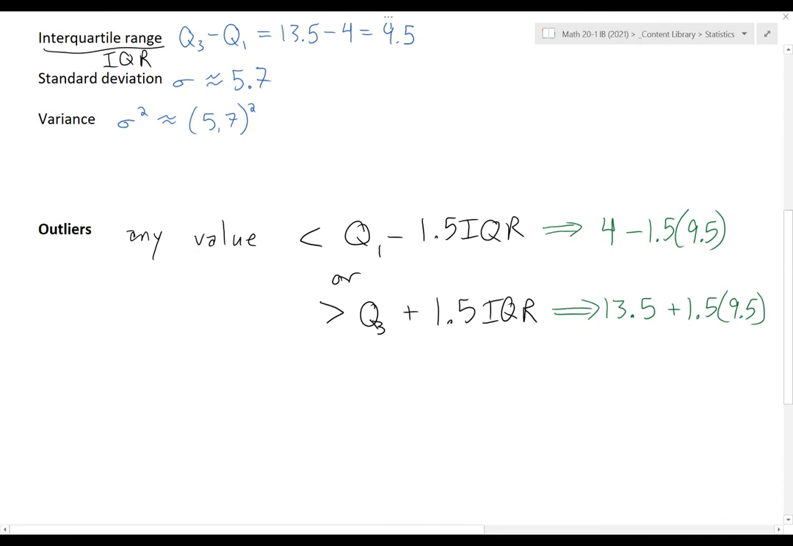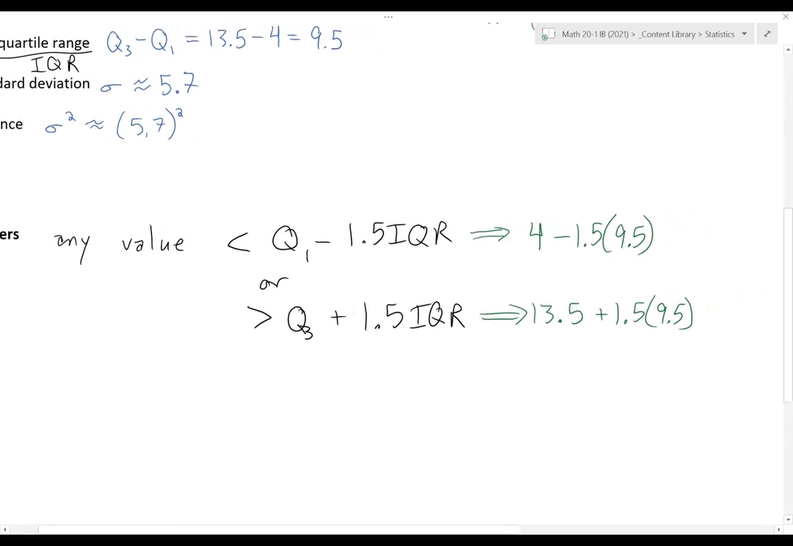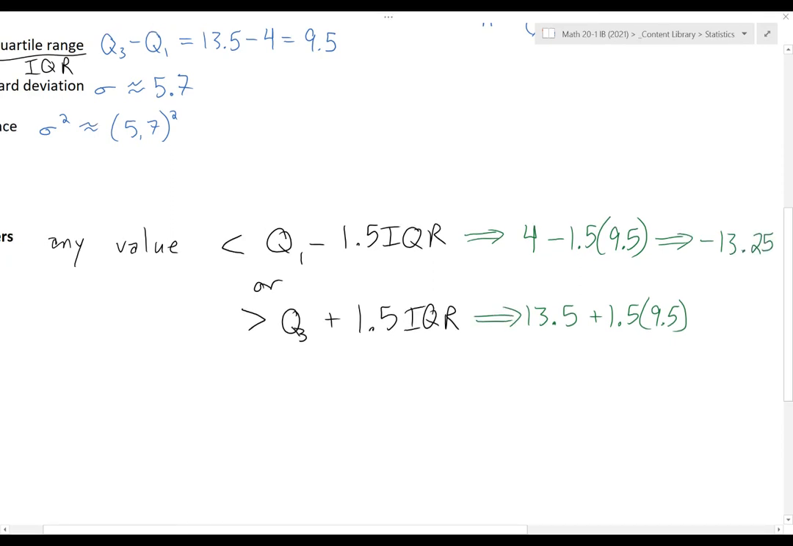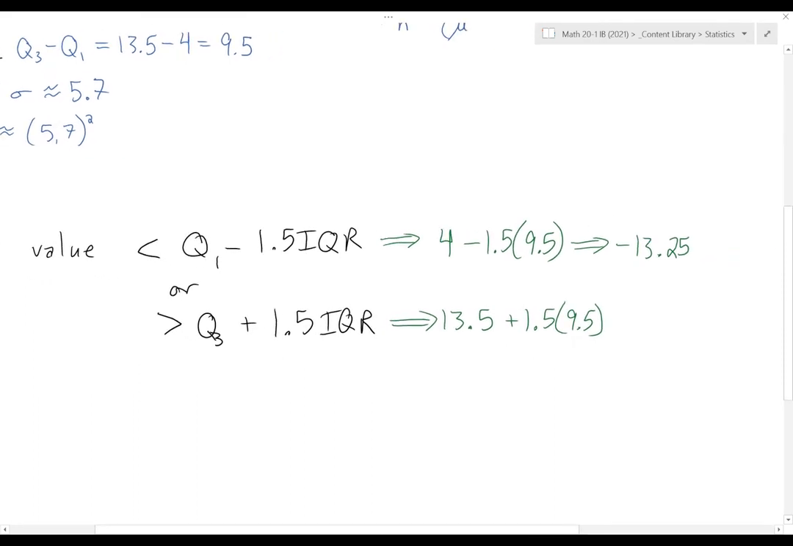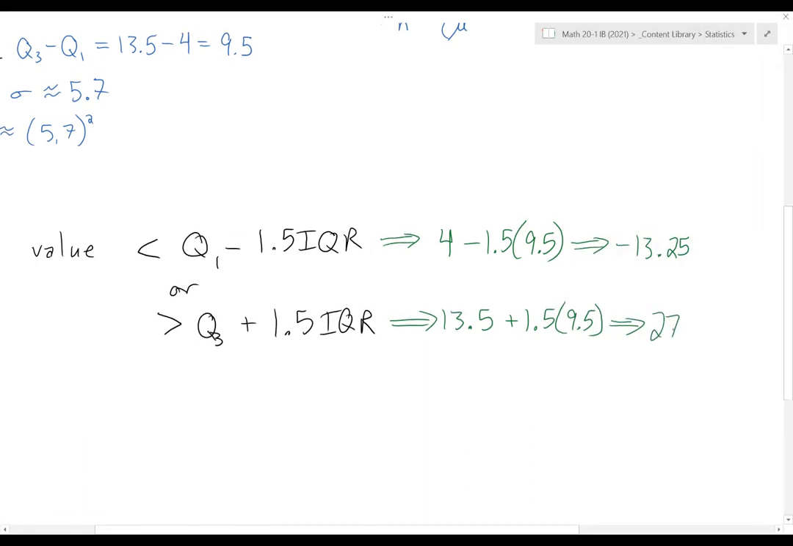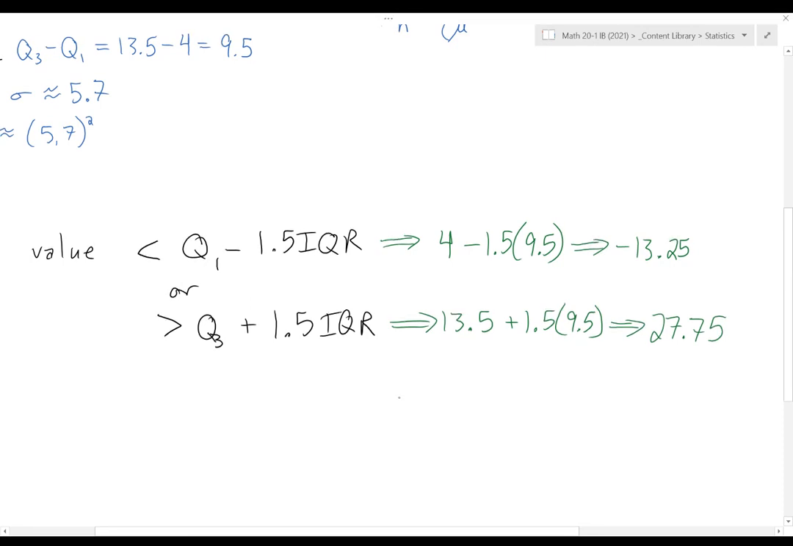So that means that in this case, I would have an outlier if I had a value that was less than, so this right here is negative 13.25, which we don't have. We only have positive numbers here, so we don't have any low outliers. An outlier would be a number that's so far away from the rest of the data that it strikes us as odd. It stands out. And 13.5 plus 1.5 times 9.5 gives us 27.75. So again, we don't have any numbers that are that high. So in this particular example, we have no outliers.